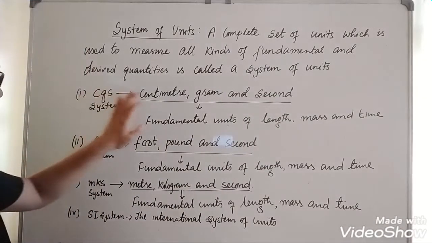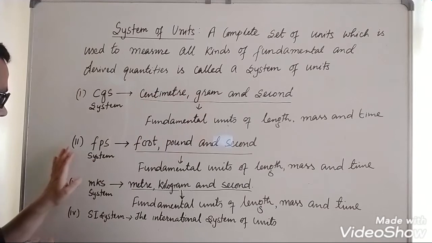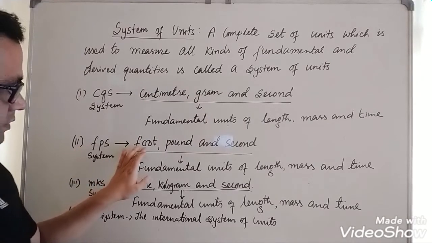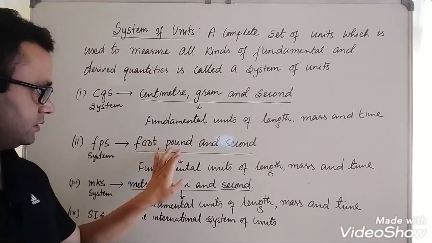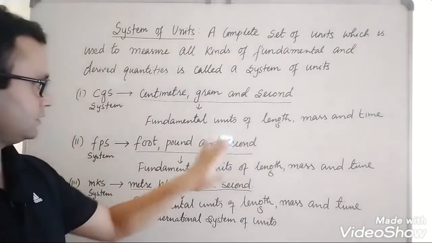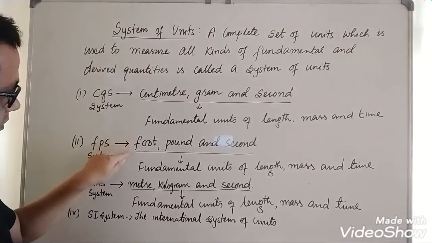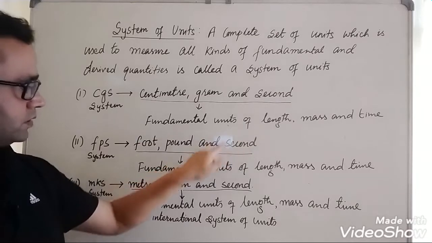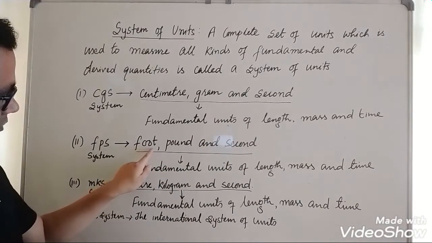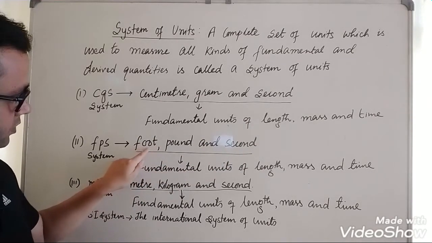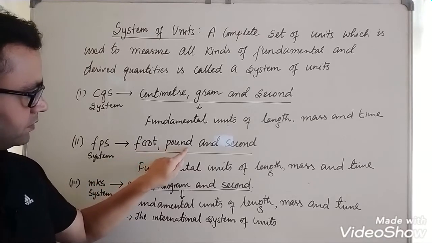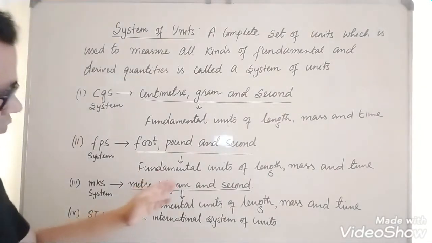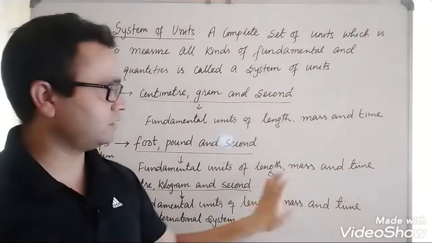So this is the CGS system. Now next is the FPS system. In the FPS system, F is foot, P means pound and S is second. Foot is the fundamental unit of length, pound is the fundamental unit of mass and second is the fundamental unit of time. Here also it is length, mass and time.